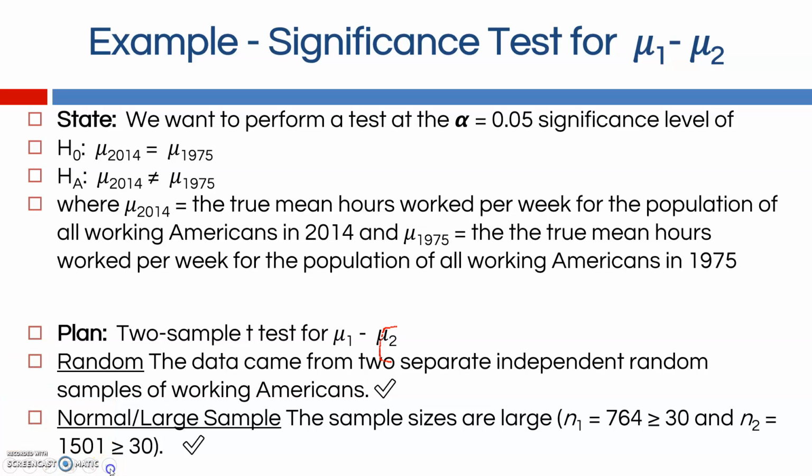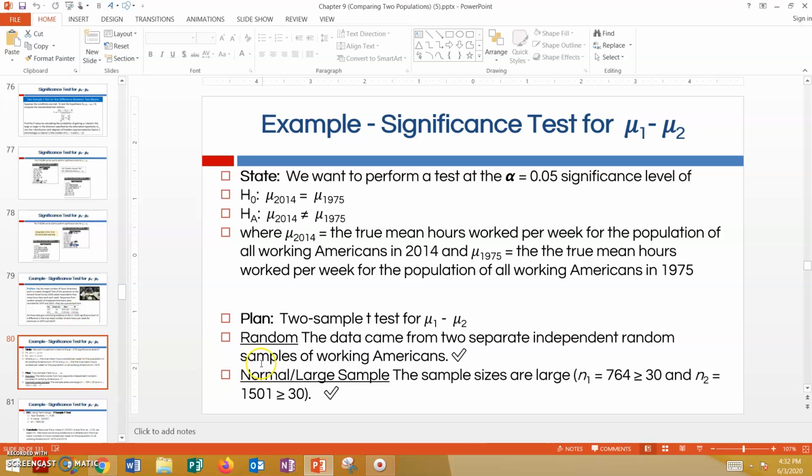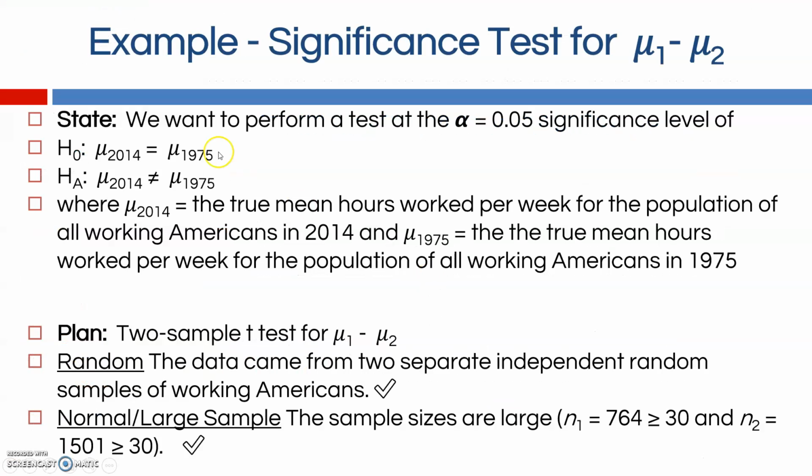Now, sorry about that. My pen is acting up here. Now we're going to look at the whole SPDC process here. So state: we want to perform a test at the alpha equals 0.05 significance level of this null hypothesis and this alternative. You can start off with whatever group you want first, as long as you get your alternative hypothesis correct. Okay, we'll talk more about that on the next problem.